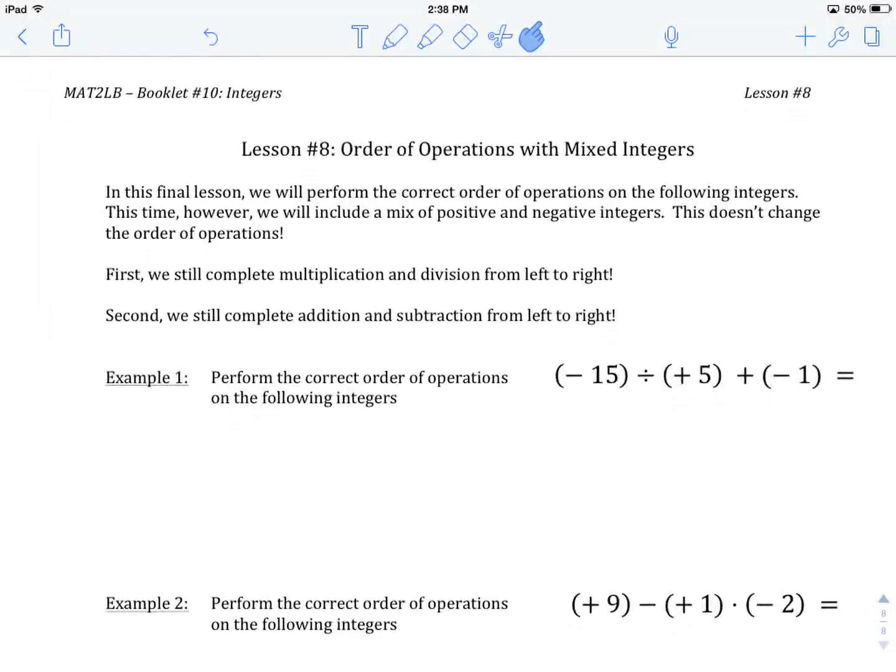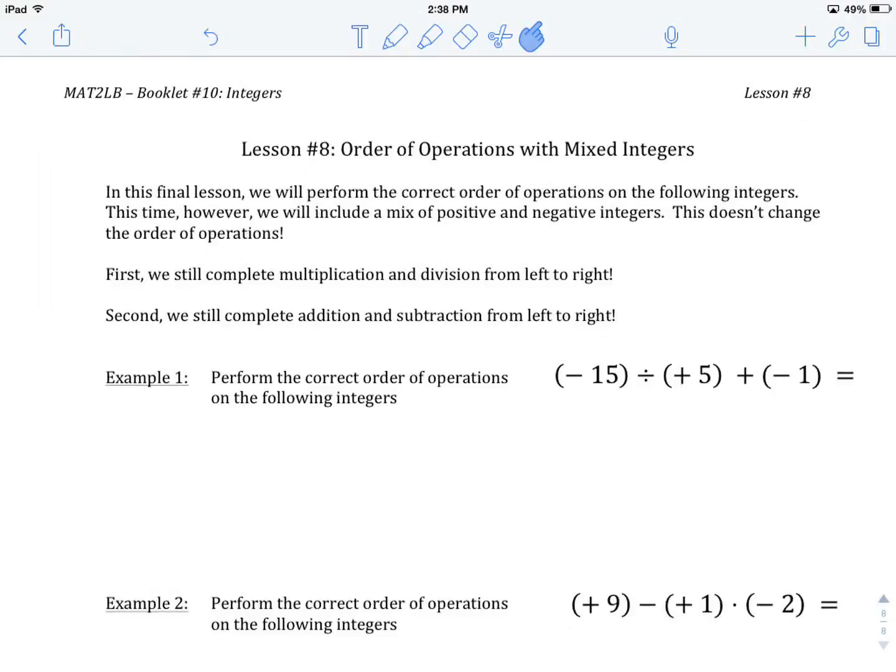Welcome to Integers, lesson number 8, order of operations with mixed integers. So in the last lesson, while we were getting familiar with the concept, we only used positive integers. We were only using integers with positive signs, as well as only using addition. We didn't do any subtraction. So in today's lesson, we're going to get a chance to try that, now that we've got the concept down, with operations, I guess, a little more complicated.